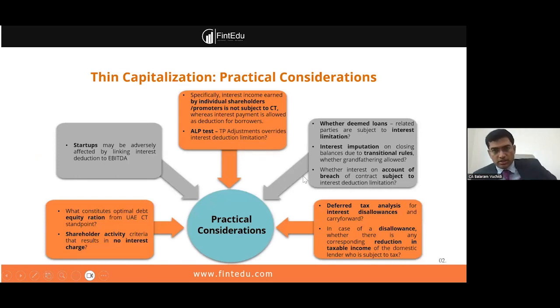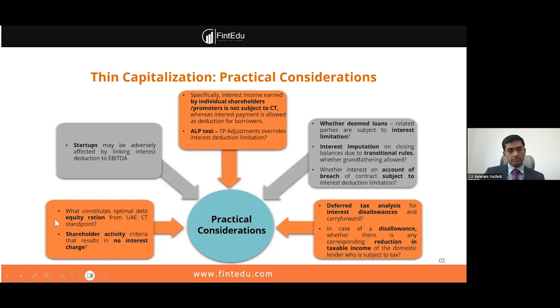Now let's look at some of the practical considerations with respect to thin capitalization, mainly within the UAE. As you know, we did not have corporate tax earlier, and we were not used to looking at this. How much should be a capital amount? How much should be a loan amount? And how are you going to handle these interest amounts? As long as interest is paid or payable, you account for it as interest expenditure and it goes in the books. Now let's look at the various challenges that we have in the UAE.